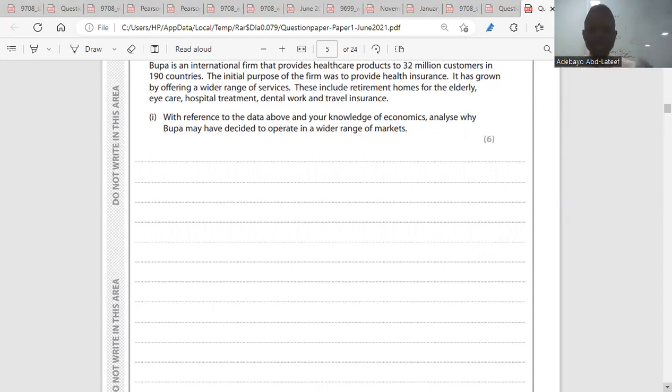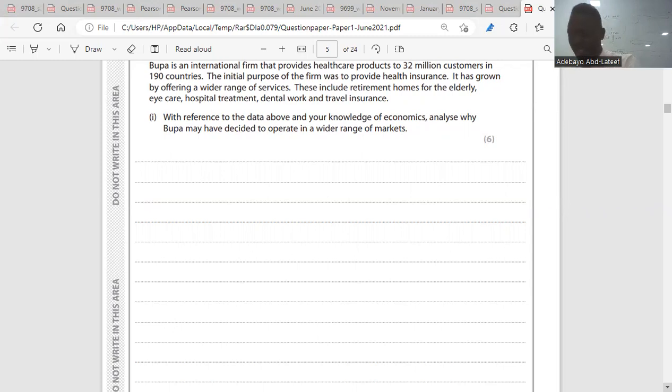So if the sales of one product are reducing, Bupa might use the sales of other products that are rising to cover up for that. Or if the cost of one product is rising, it could use the reduction in other costs to cover up for that.